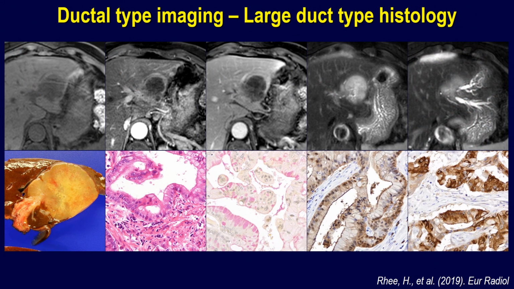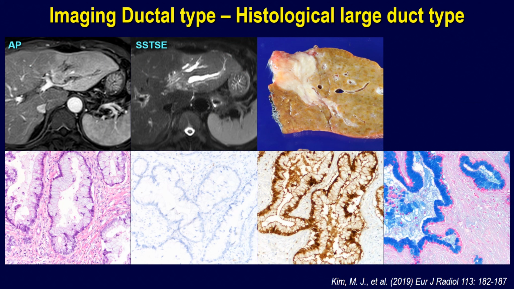This is a case that shows the ductal imaging type corresponds to a large duct type. Peritumoral duct dilation is shown, indicating a ductal imaging type. The tumor is composed of columnar cells rich in eosinophilic cytoplasm on H&E stain, and is positive for large duct type markers mucin, S100P, and TFF1.